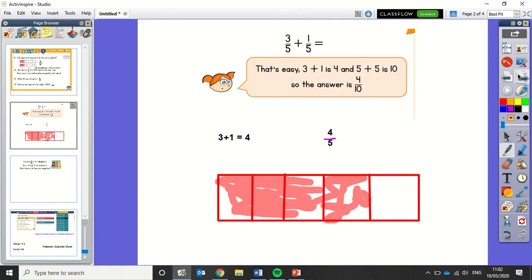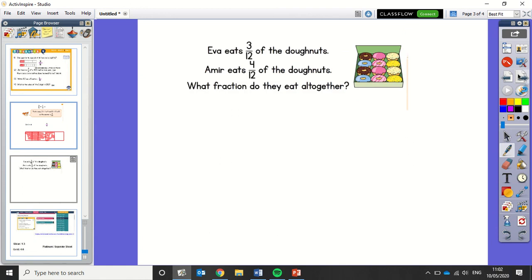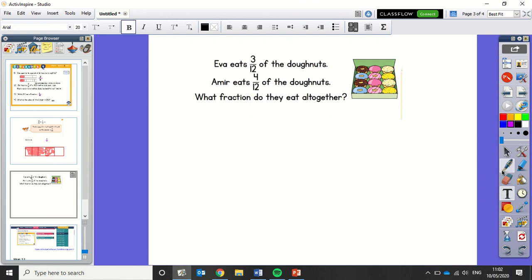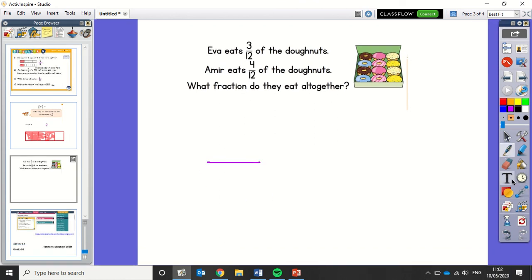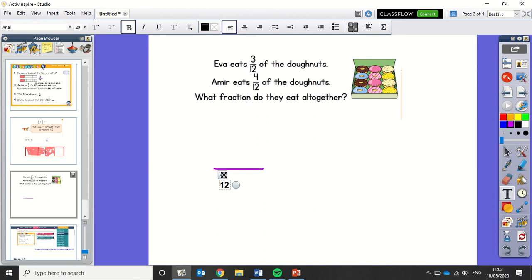Let's have a look at the next one. Eva eats 3/12 of the donuts. Amir eats 4/12 of the donuts. What fraction do they eat all together? So remember, we don't add the denominators, we don't add those 12s, we just add the numerators. So it's literally something over 12. It's 3 add 4, which is 7.